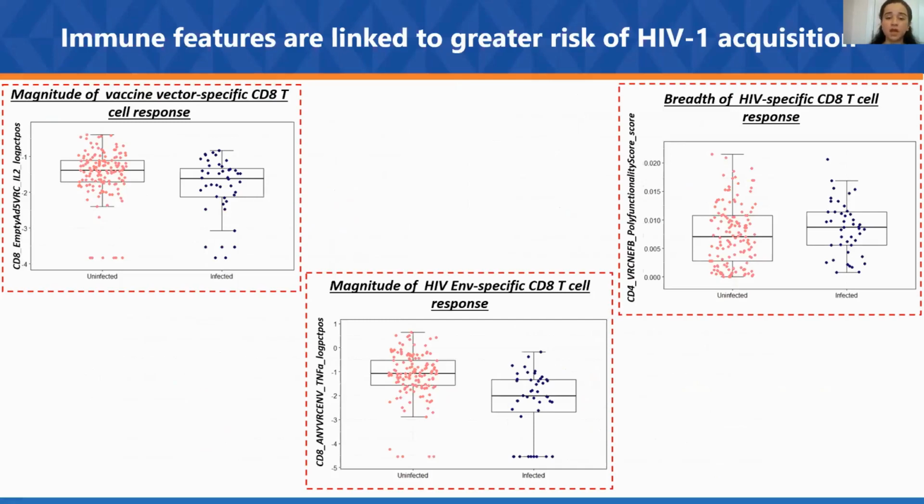And then there are a couple of T-cell responses, magnitude and breadth. Here, one thing to notice is that this one here shows a protective effect. So the uninfected population, if it is higher, it is showing a protective effect.